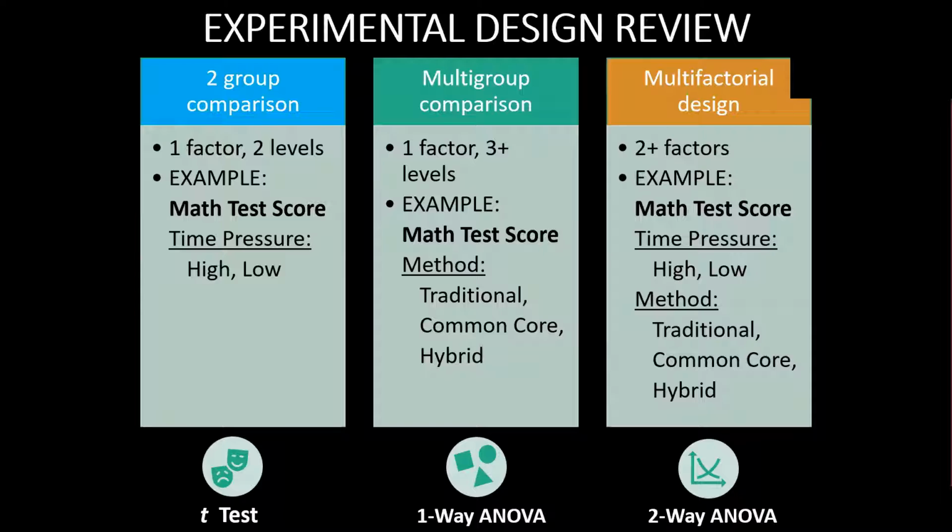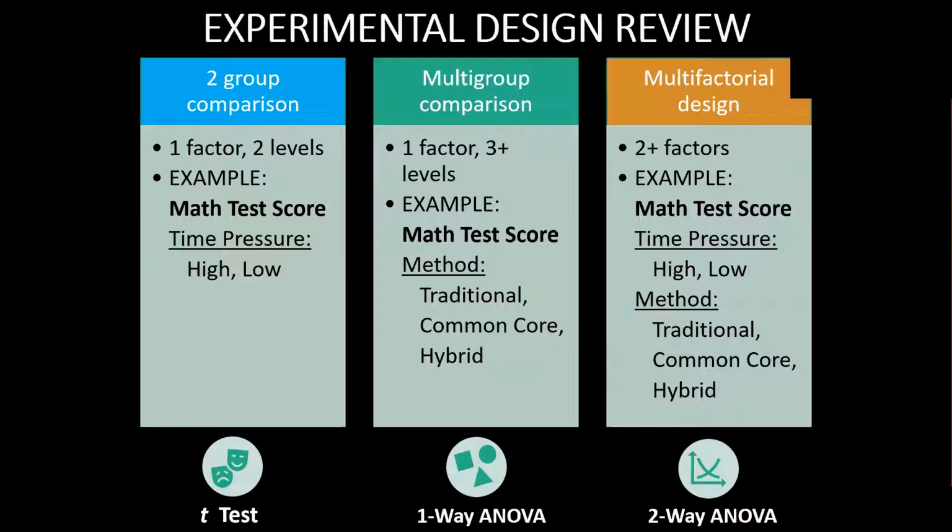We also have the multi-group comparison where you have, again, only one factor, but now you have 3 or more levels. So with the math test scores example, let's say we wanted to know if you were teaching the math 3 different ways. Let's say some people learned it the traditional way, some people learned it the Common Core method, and some people got a hybrid of both of those methods, right? That's 1, 2, 3 groups. Because we have 3 or more, we're in a multi-group comparison, we would use a one-way ANOVA, okay?